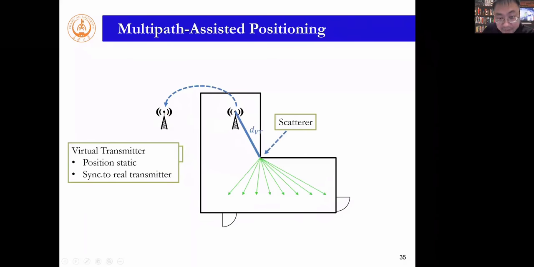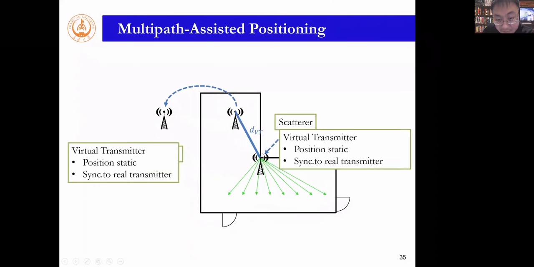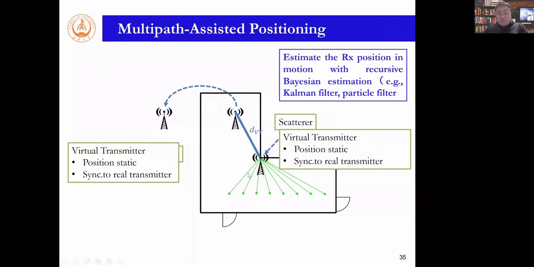And we can do the same thing for the scatterers, right? This scatter point can be regarded as a virtual transmitter as well. And as with the first one, the position of the virtual transmitter here is also static and synchronized to the real transmitter, right? So now we have only one physical transmitter, but we have two virtual transmitters. So now we have three transmitters, which means we have three equations. It means we can solve the two unknown parameters, X and Y.